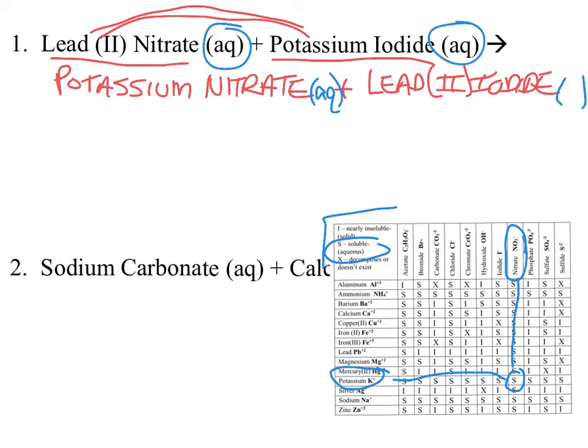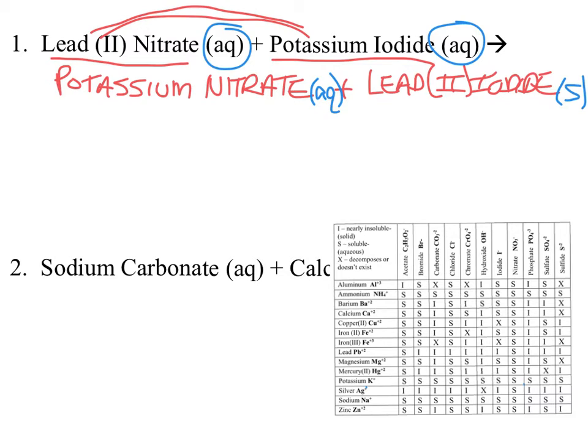Let's look at lead 2 iodide. So here's lead 2 and here's iodide. Let's put them together and see what they become. Lead 2 and iodide come together, it forms an I according to the chart. I stands for insoluble, so this is going to create a solid. So since a new solid would be created, that's awesome. That means there's going to be a reaction. So what does that mean is next?